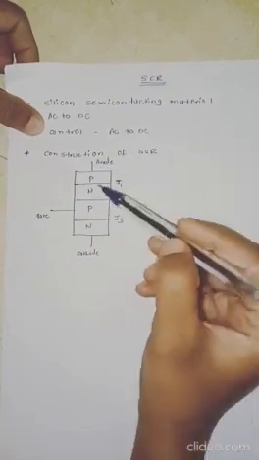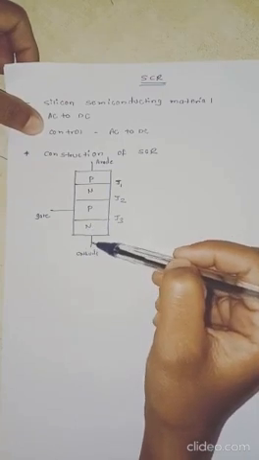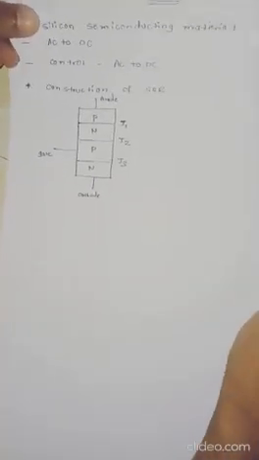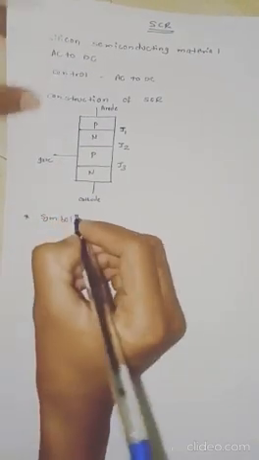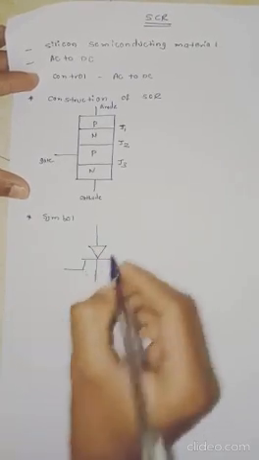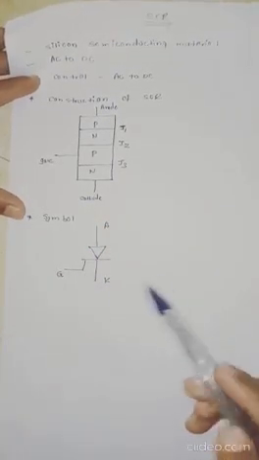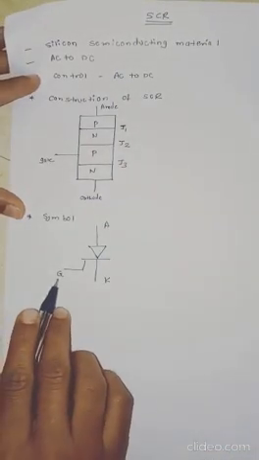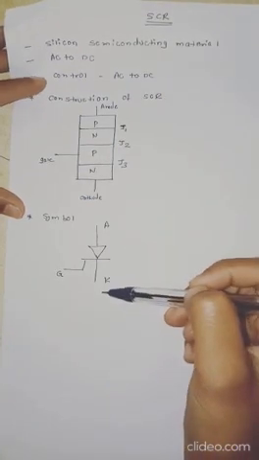So it is having 3 terminals. The first terminal towards the P region is the anode. The second terminal towards the N region is the cathode. And the third terminal towards the P region is the gate. Now let us see its symbol. The symbol is similar to a diode, but it is having an extra terminal which is the gate, and similar to a normal semiconductor diode, it is having 2 terminals, that is anode and cathode.